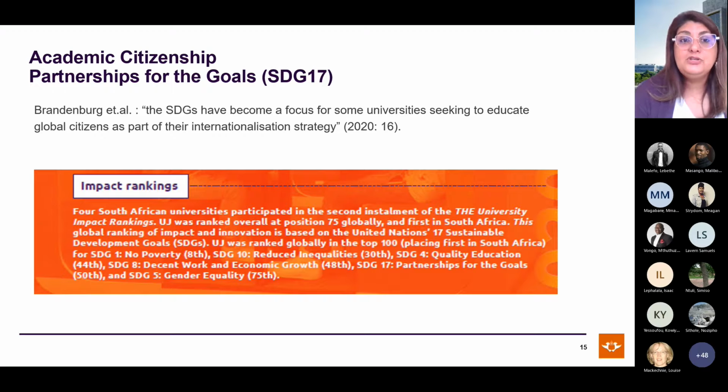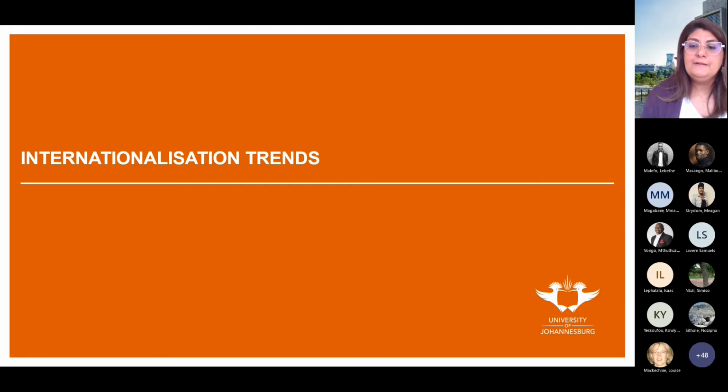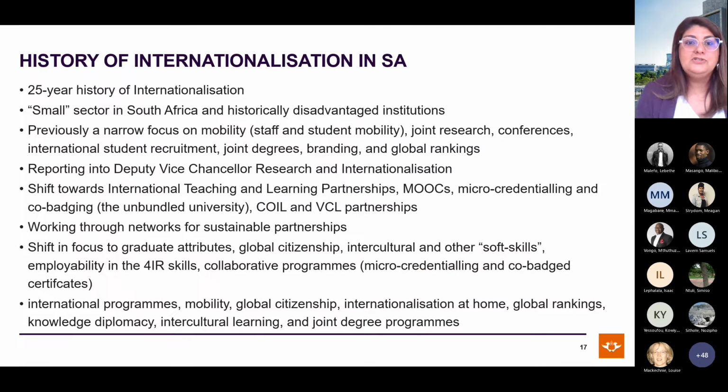So for example, for SDG 1 on no poverty, UJ ranked 8th globally. And likewise did very well in a number of key areas, and these are definitely areas where we should continue to strengthen our impact. So looking at internationalization trends, and I'm going to have to stop myself very soon because I tend to be very long-winded, so please, my apologies, but I'm already running out of time for my slot. I will give Lebethe a chance to speak soon, and then if there's still time remaining, I will come back to some of these slides.